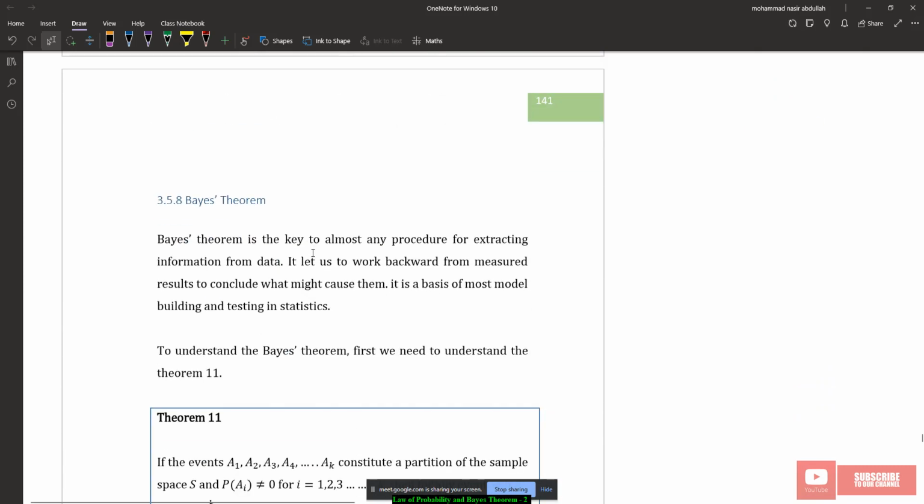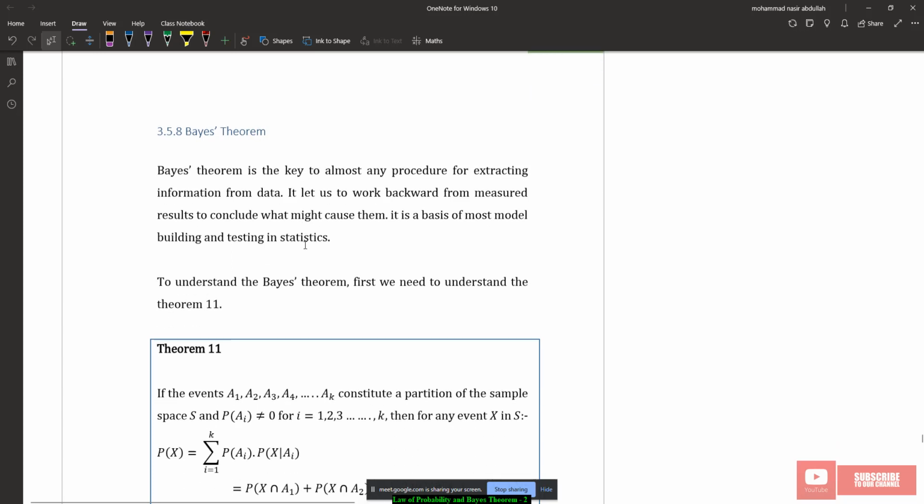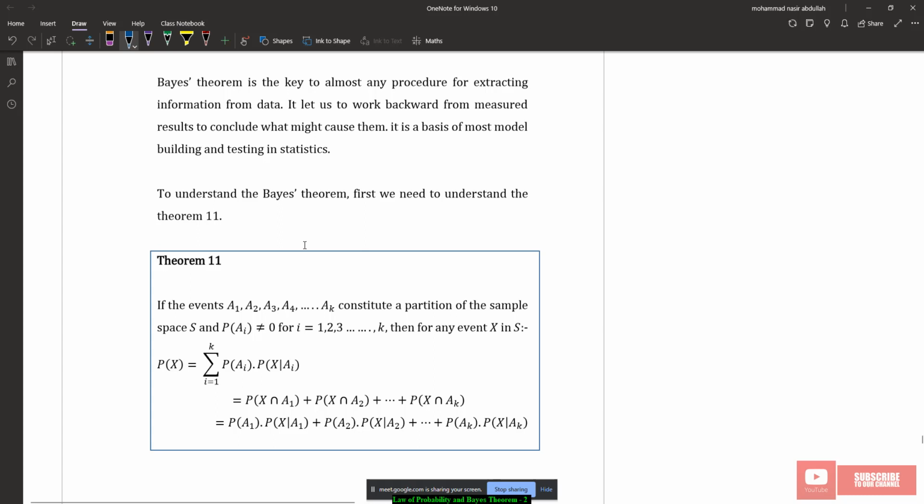So let's look at Bayes theorem, which is the last part of this topic. Bayes theorem is the key to almost any procedure for extracting information from data. When you want to do naive Bayes machine learning, you will use Bayes theorem. When you want to use support vector machine, you also employ Bayes theorem. You want to use random forest, you also employ Bayes theorem. Basically, all of the methods are using Bayes theorem when there is an independent event. If there is a dependent event, Bayes theorem will be the main reference, right?